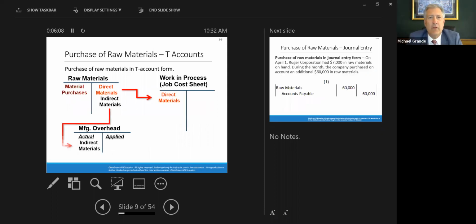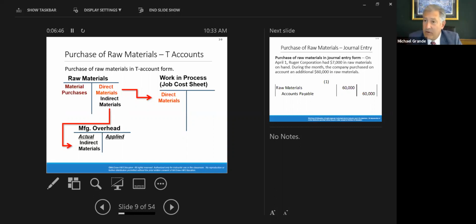So here are some T accounts. You're familiar with those that we're going to be working with. The first one is raw materials. Second one is work in process. Third one is manufacturing overhead. These are all inventory accounts. Raw materials inventory, the debits represent purchases of raw materials, and credits represent amounts that are transferred out. And those materials can be transferred out in two different places: work in process and manufacturing overhead.